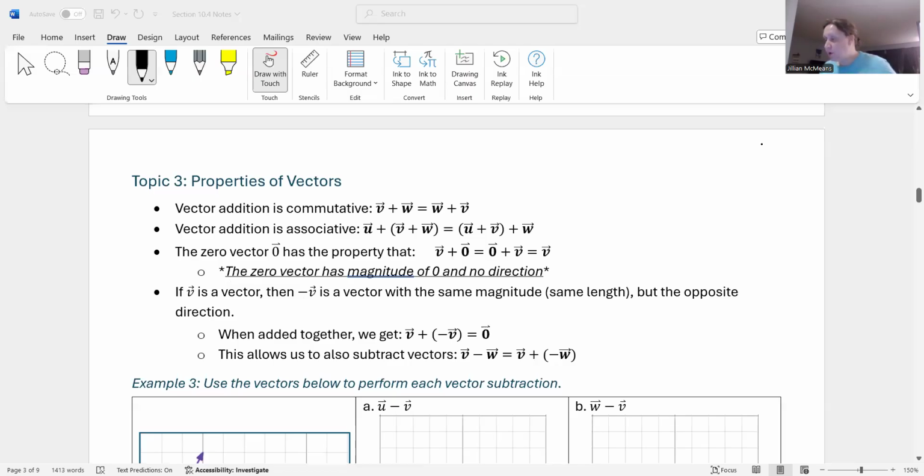For topic 3, we're going to look at properties of vectors. We've already talked about adding vectors geometrically, so we're now going to talk about a few things involving addition and then a couple of extra little bits of information that are going to help us subtract vectors.